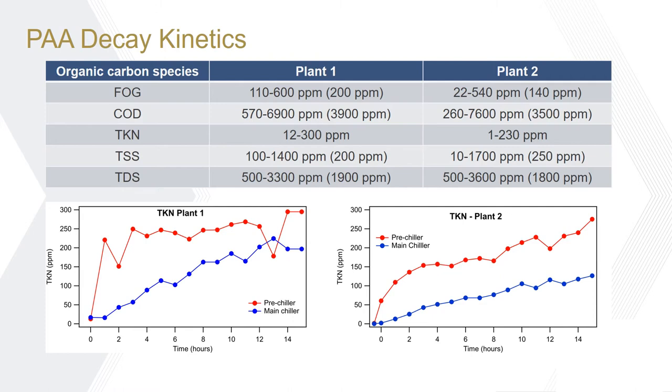In plant 2, both the pre and main chiller saw a continual increase throughout the day, as seen in the picture on the bottom right. One last thing to note is that we're still working through plant 2's data, so the fats, oils, and grease number may change. But with that, it is interesting to know that most of these species are pretty similar to one another despite being from 2 different processing plants.